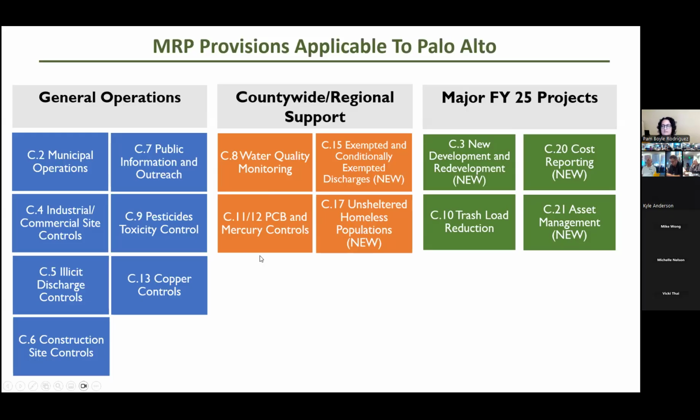C11 and C12, PCBs and mercury, that's a bit of a convoluted one that I won't get too far into, but as you may know, mercury and PCBs have to do with legacy. They're called legacy pollutants, which means that they have to do with uses of products and land uses that are no longer in use at all.